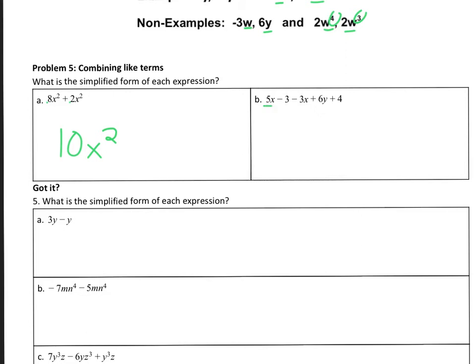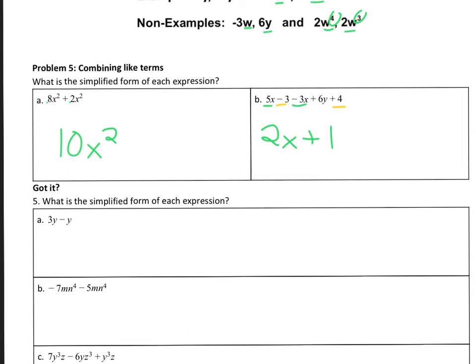I'm going to look at 5x. A like term with 5x would be -3x, which would become, sorry, getting ahead of myself, that would be 2x. Okay? And I'll use a different color. Negative 3 doesn't have a variable, so it can be combined with the other term that doesn't have a variable, positive 4. Negative 3 plus 4 is positive 1, so plus 1.